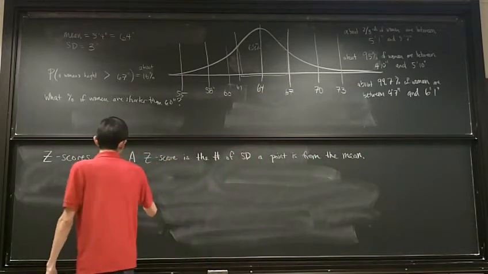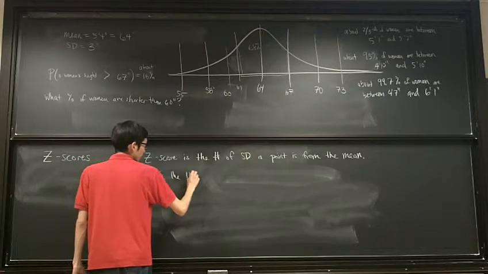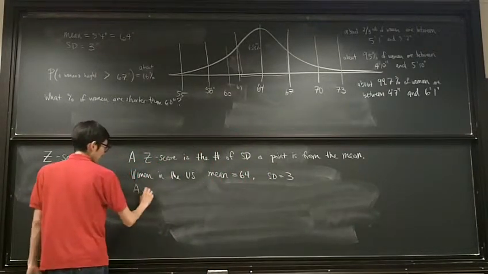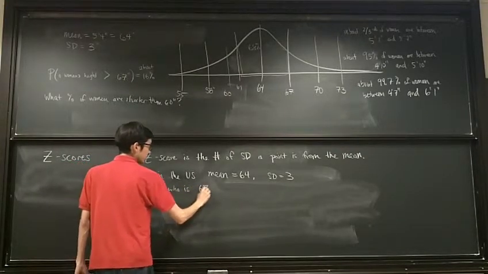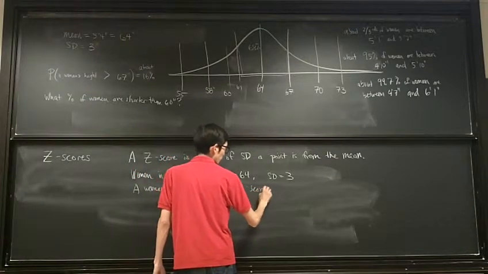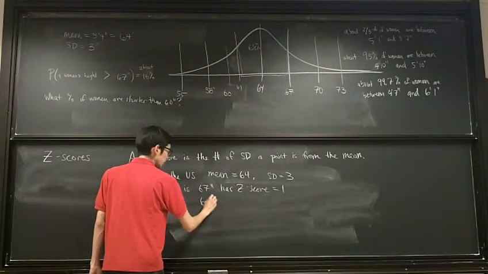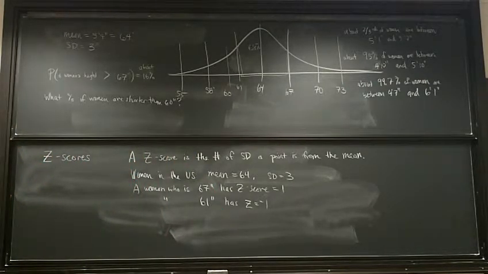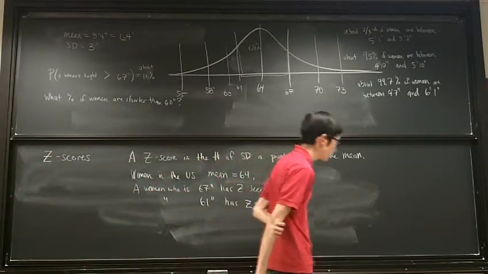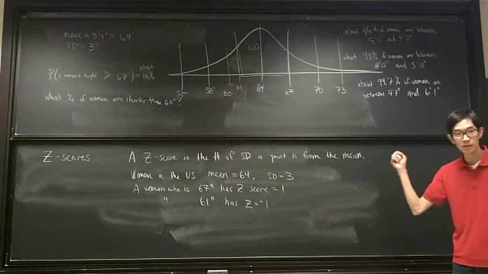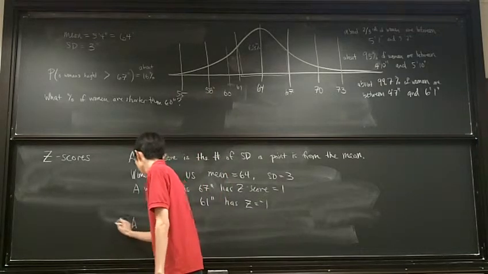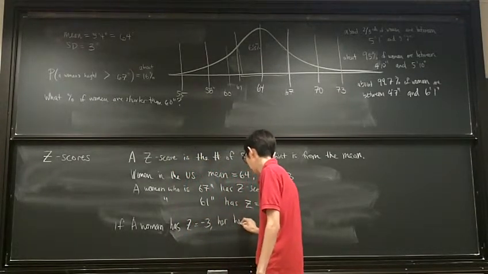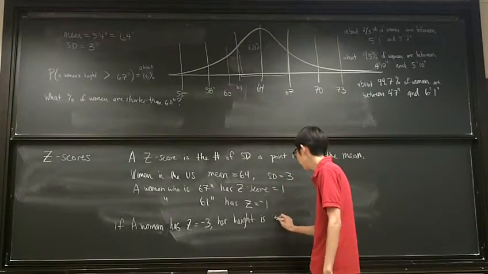So again, for women in the US, the mean is equal to 64, the standard deviation is equal to 3. A woman who is 67 inches has a z-score equal to 1. 61 inches has z equal to -1. Is that good? Alright. How tall is a woman whose z-score is -3? 55. So if a woman has z-score -3, her height is 55 inches.